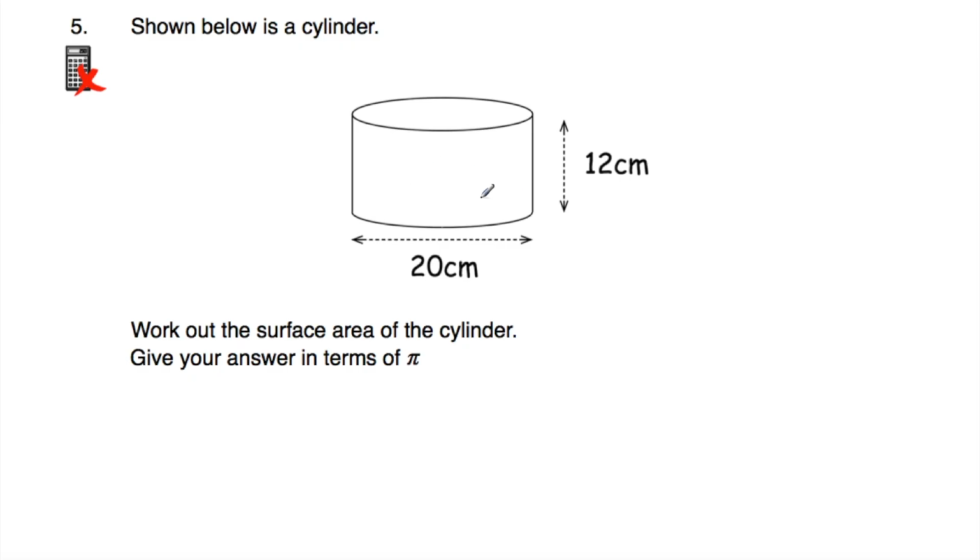So we've got the cylinder, and we've been asked to work out the surface area of the cylinder and to give our answer in terms of pi. To do that, we need to get the area of the circle on the top, the area of the circle beneath, and the area of the curved face, and then add them all up. So let's start off with the top.